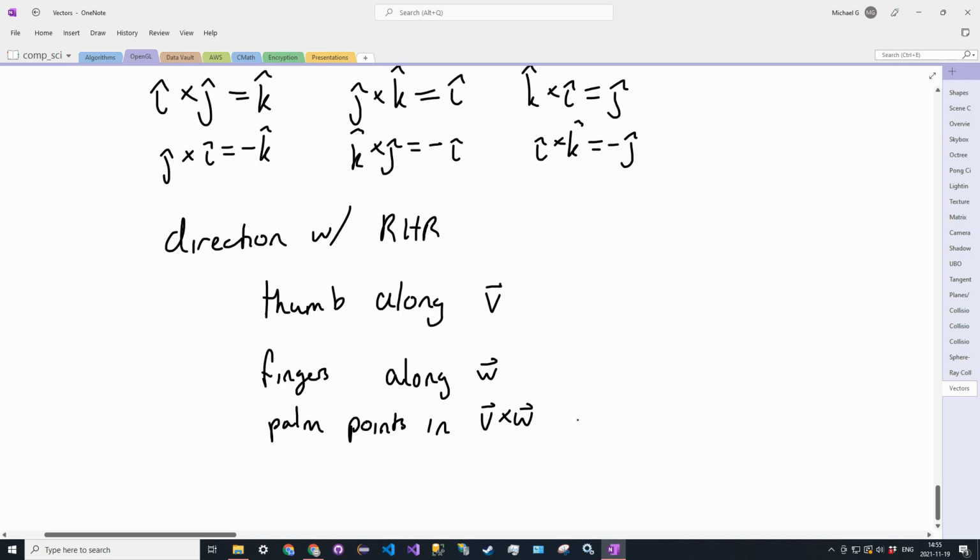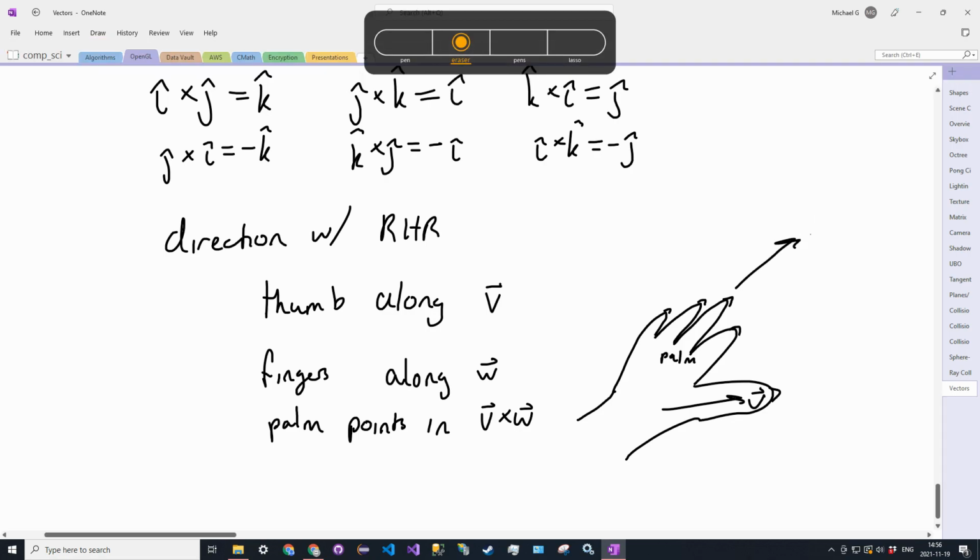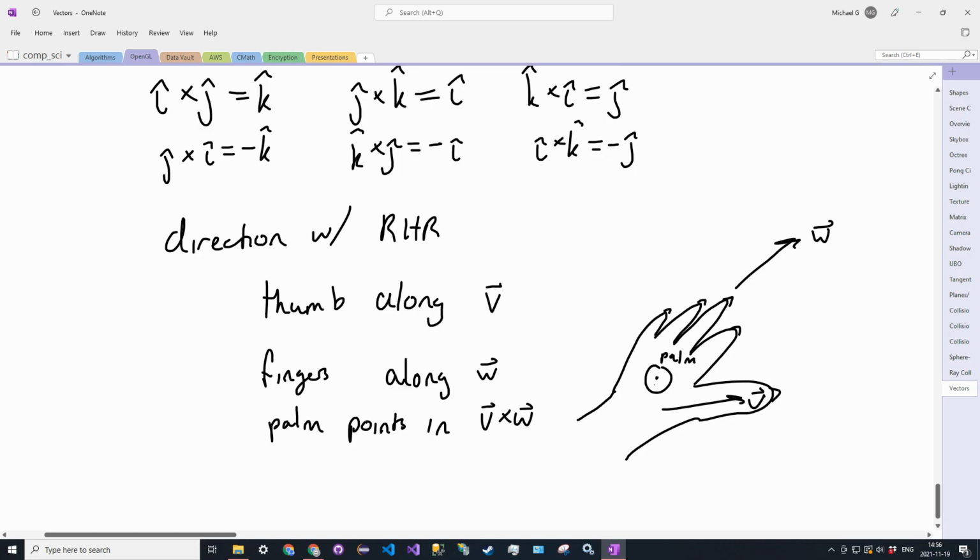So if we take our hand, that's our pinky, that's our ring finger, middle finger. My artistic abilities are on full display right now. Pointer finger and your fat thumb. And your nails are on the other side, and you have really pointy nails. So those are your nails. This is your palm. The vector v is going to be here. Vector w is along your fingers. And then your palm points in the direction of v cross w. And I'm using the dot to represent out of the plane, and a cross would be into the plane.